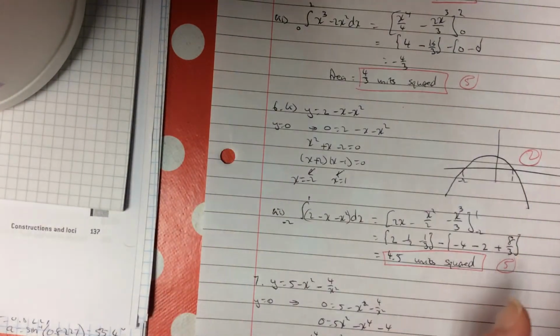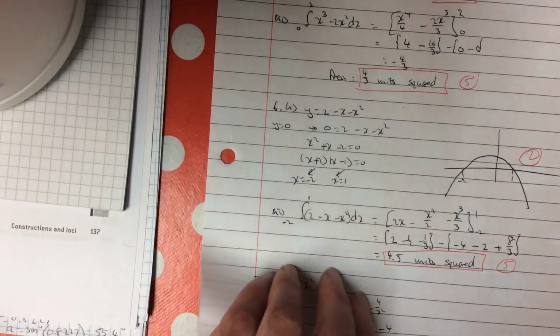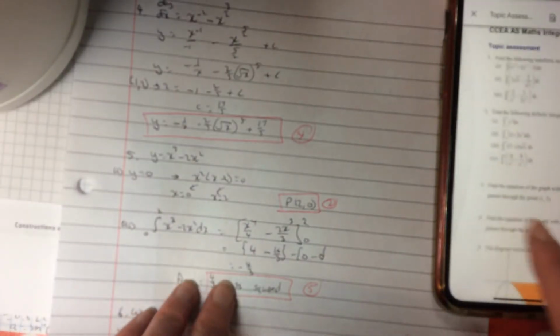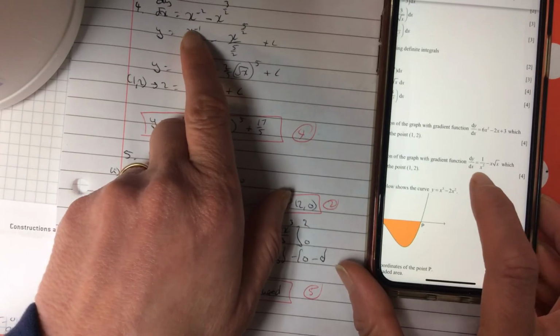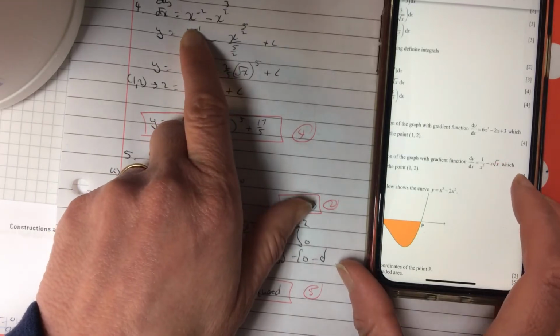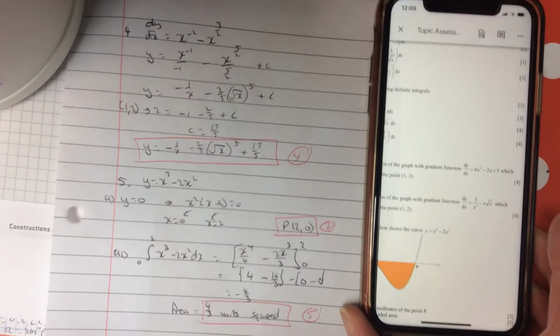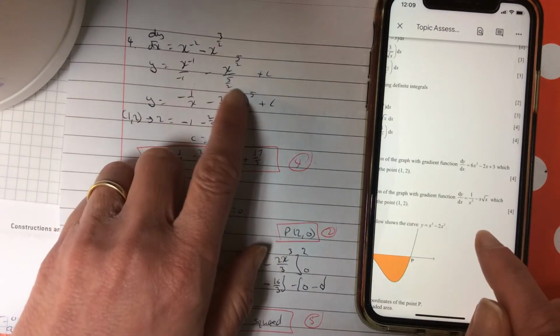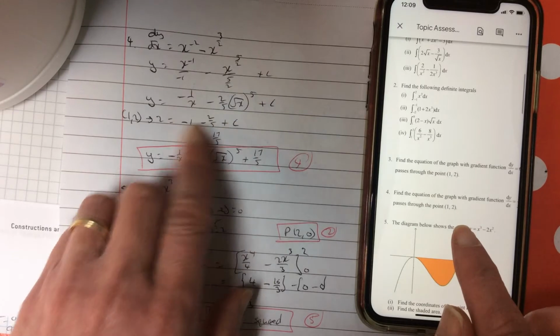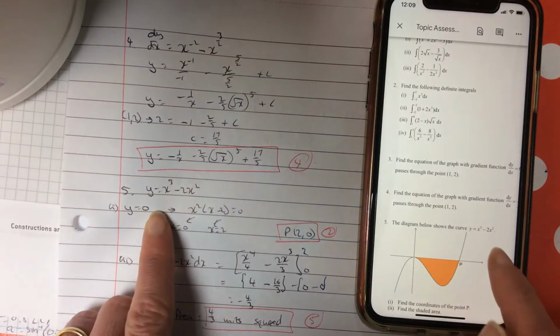On to question 4. I think that's pretty similar. Find the equation of the graph with the gradient function. Yep, the only difference here is bring your x2 up as x to the minus 2, and then that is x to the 1 times x to the half, which is x to the 3 over 2. Normal integration, just tidy it up as you go along, sub in 1 and sub in 2.